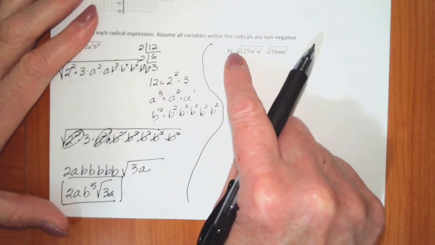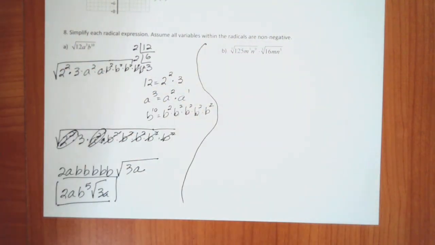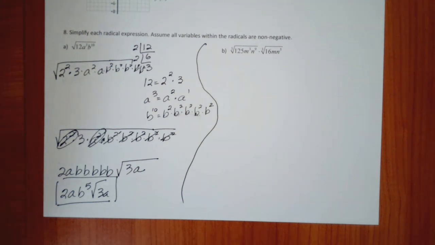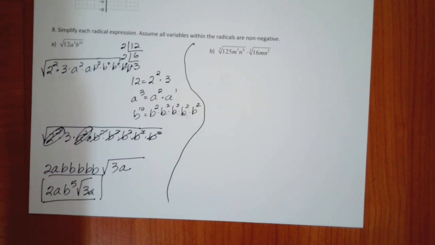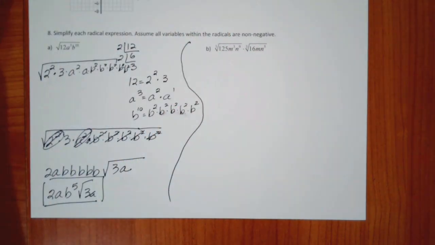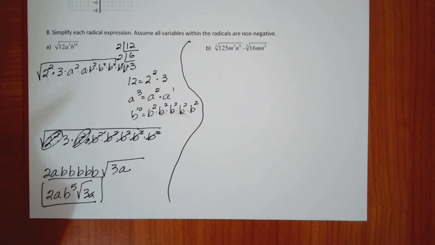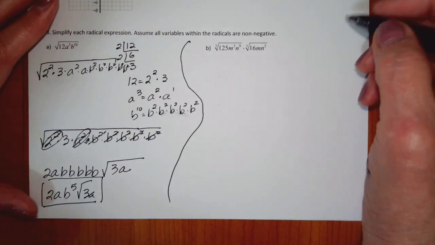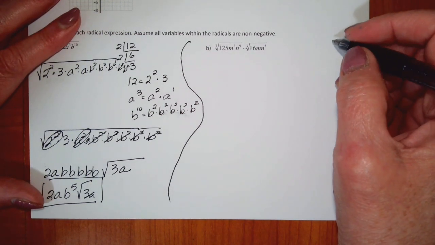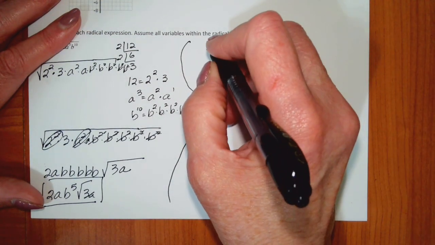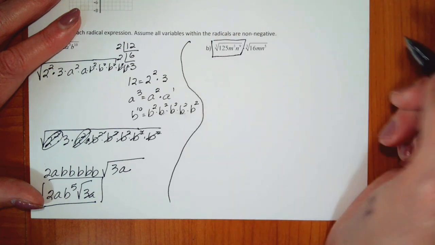All right, on this one, since it's a cube root, I'm looking for powers of 3. So what I'm going to do here is clear this up a little bit. There we go. Okay, so I'm looking for groups of 3. So I'm going to do this whole thing first.